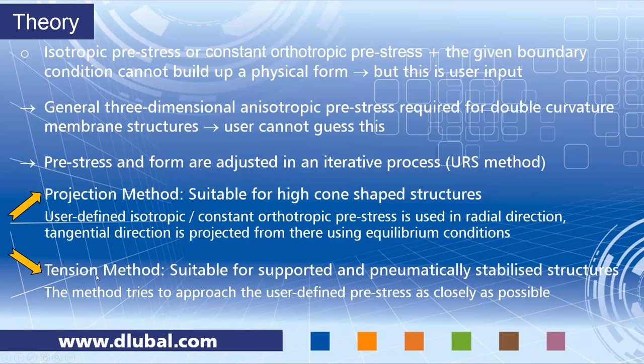With the tension method, it's suitable for all other structures, so for supported and for pneumatically stabilized structures. And this method tries to approach the user-defined pre-stress as closely as possible. It really works very well if you enter an orthotropic pre-stress of 1 kilonewton per meter in the one direction and 1.5 in the other. You get indeed very close results. We will see this in the examples, and I will emphasize these two methods again and show you the advantages and disadvantages of both.